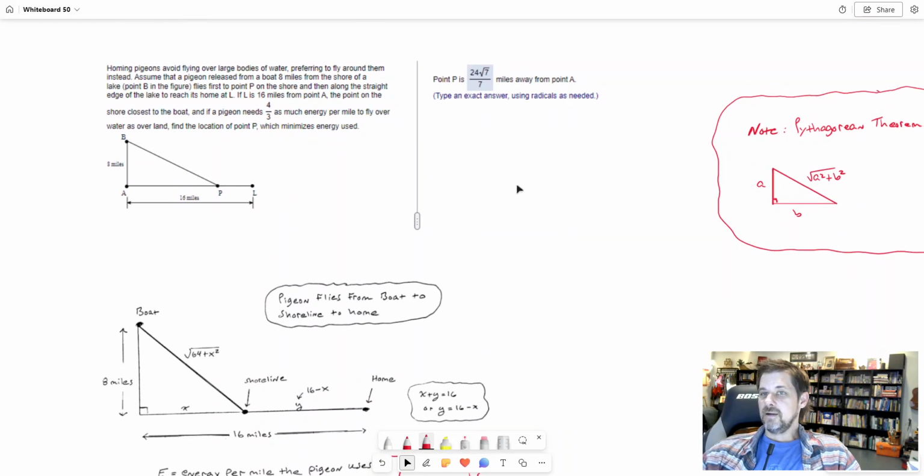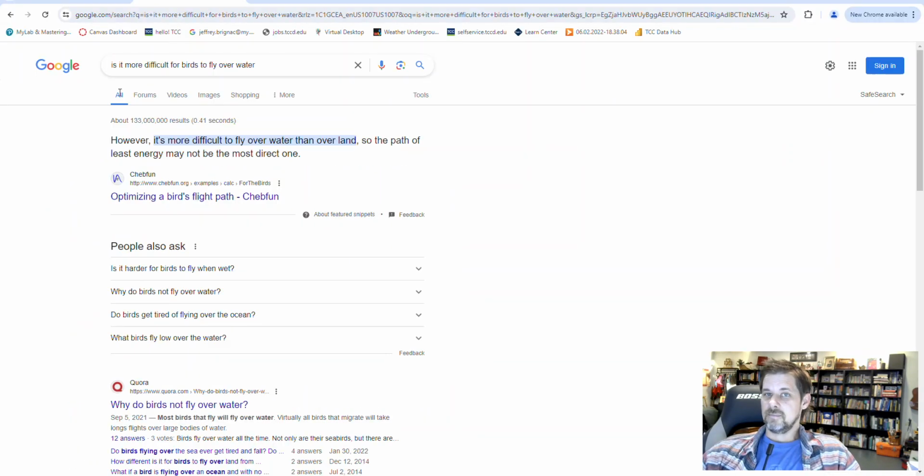Now, from there, it tells me something else, okay? Birds take energy to fly, just like if you're walking or running, that takes a certain amount of energy. So it tells me this fact, and this surprised me when I read it for the first time. It says, a pigeon needs 4/3 as much energy per mile to fly over water as over land. And I never heard that before. I just didn't know. So I went and I searched on the internet.